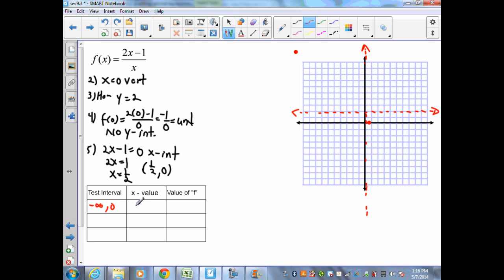I'm going to choose a negative 1. When I choose a negative 1, I get 3, and that's the ordered pair I get. So (-1, 3). When I choose a negative 2 in this same test interval, I'm going to get a y value of 5/2, or 2.5. So when I plot that, I'm going to have (-1, 3), and I'm going to plot (-2, 2.5).